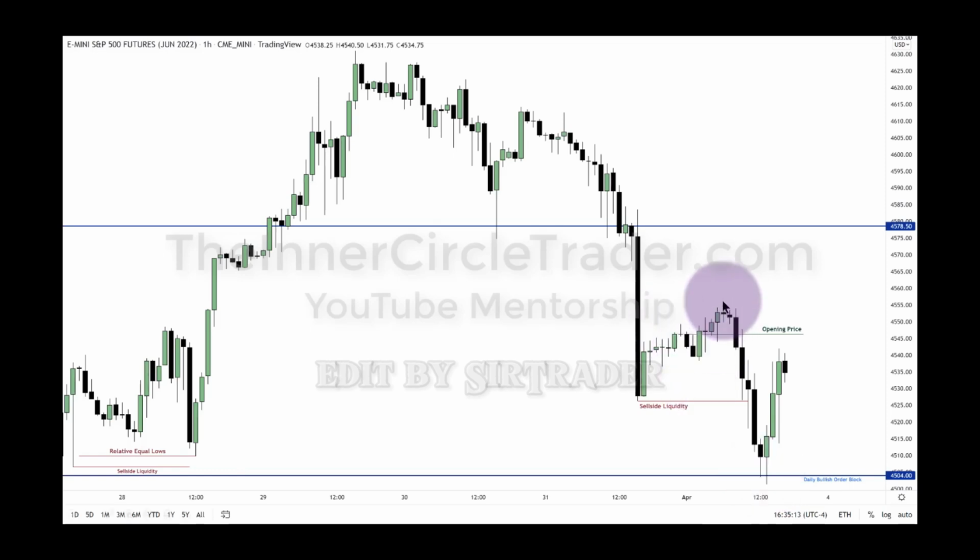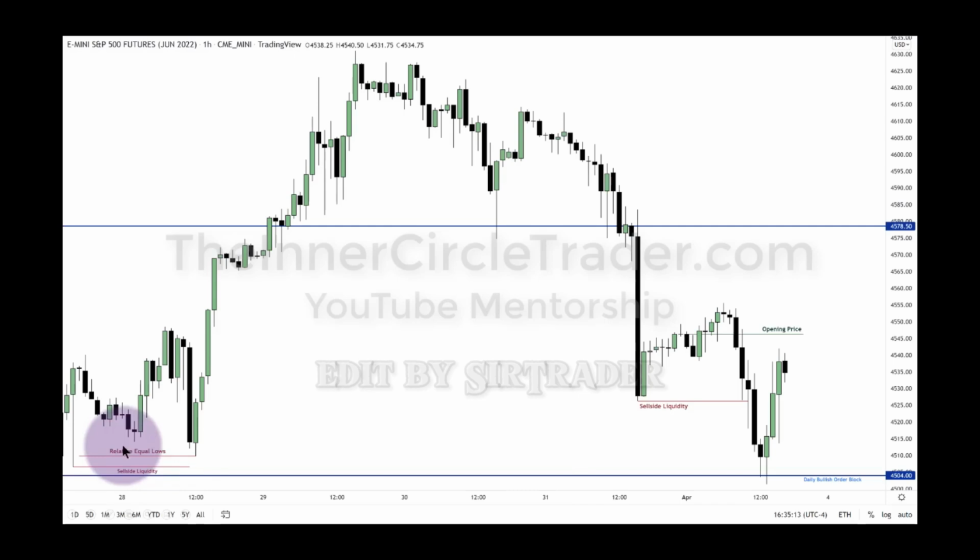So if this market's opening here at midnight and it starts to rally, we can anticipate this selling off. But if it can sell off from here and trade below this low, how much further can it go below these relative equal lows? Obviously, we have the daily bullish order block level here. So we drop down into that level. And look at the reaction here. It's nice, isn't it?